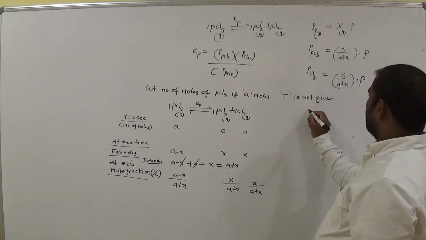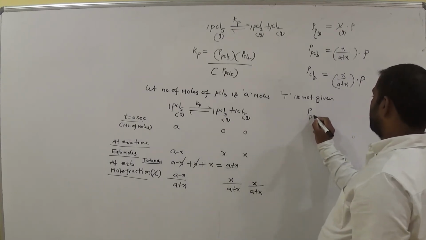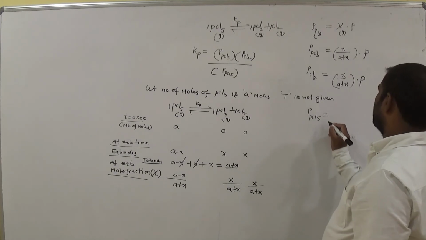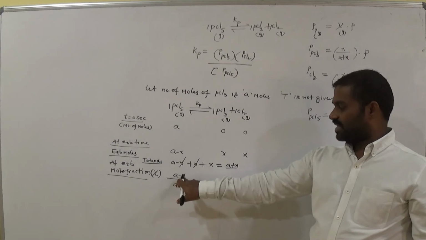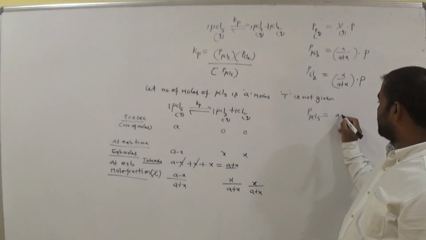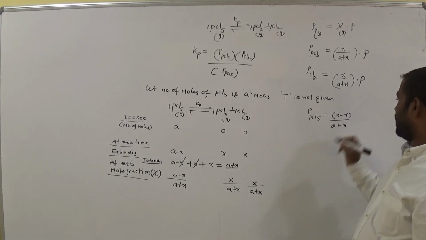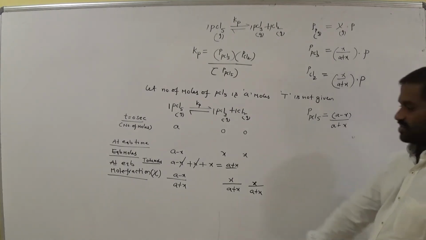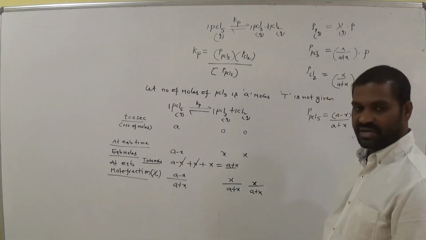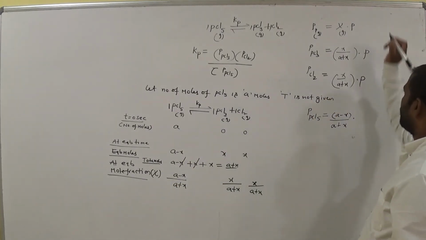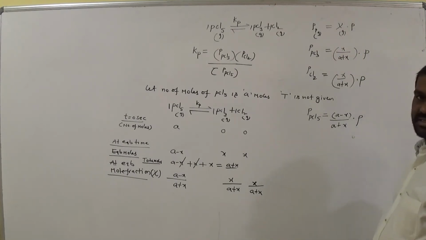And finally, the partial pressure of PCl5 is equal to its mole fraction times the total pressure. What is the mole fraction of PCl5 at equilibrium? It is (A minus x) by (A plus x). Is it clear? Mole fraction at equilibrium for PCl5 is (A minus x) by (A plus x), into the total pressure, that is P, am I right?